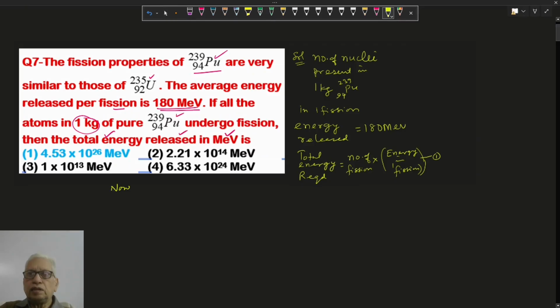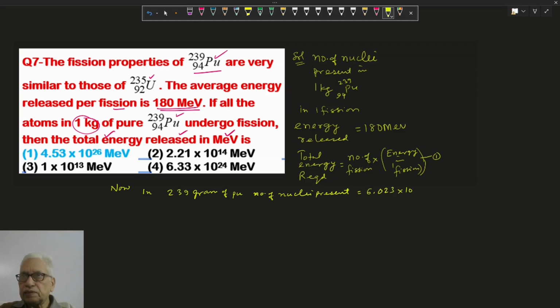Now we know in 239 gram of plutonium, the number of nuclei present is equal to the Avogadro number, 6.023 into 10 to the power 23. Then in 1 kg or 1000 grams, the number of nuclei will be 6.023 into 10 to the power 23 divided by 239 multiplied by 1000. After calculation we get 2.52 into 10 to the power 24. Here is the number of fissions.